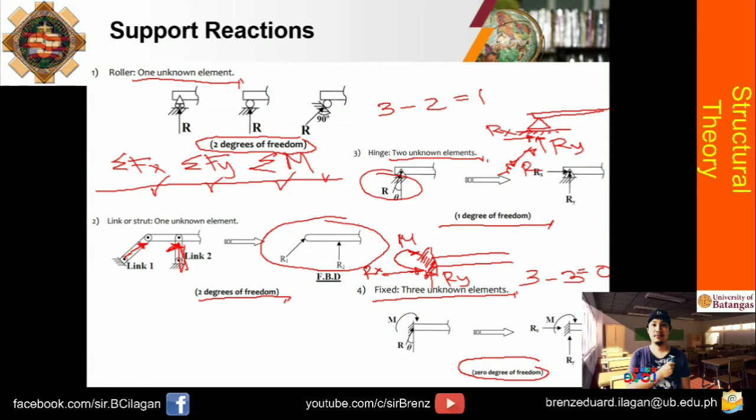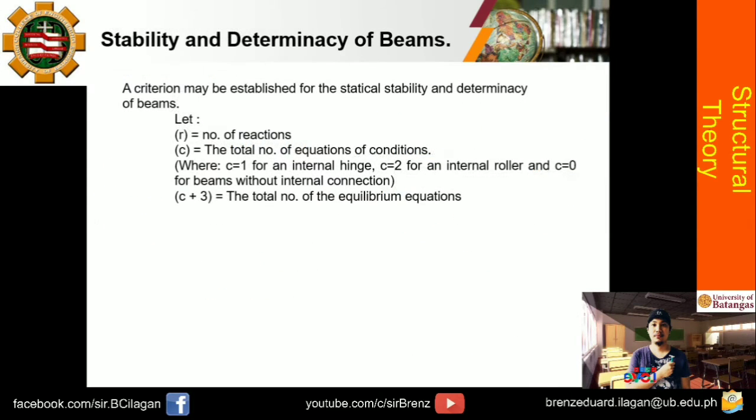Okay, so on our next slide, we will now discuss how to know the determinacy of a beam. Okay, so a criterion may be established for the stability and determinacy of beam, where we let that R is the number of reactions. C is the total number of equation of conditions. So where C is equals to 1 if the beam has a connection of an internal hinge.